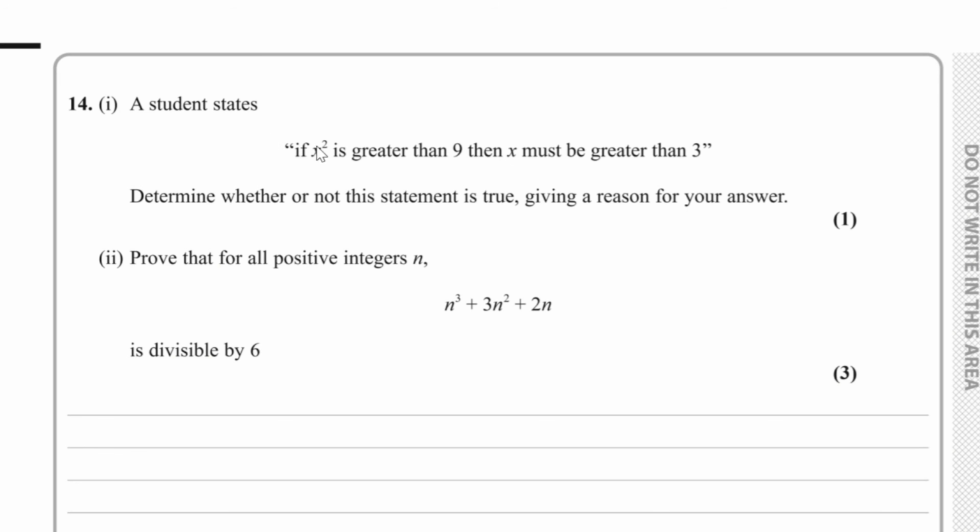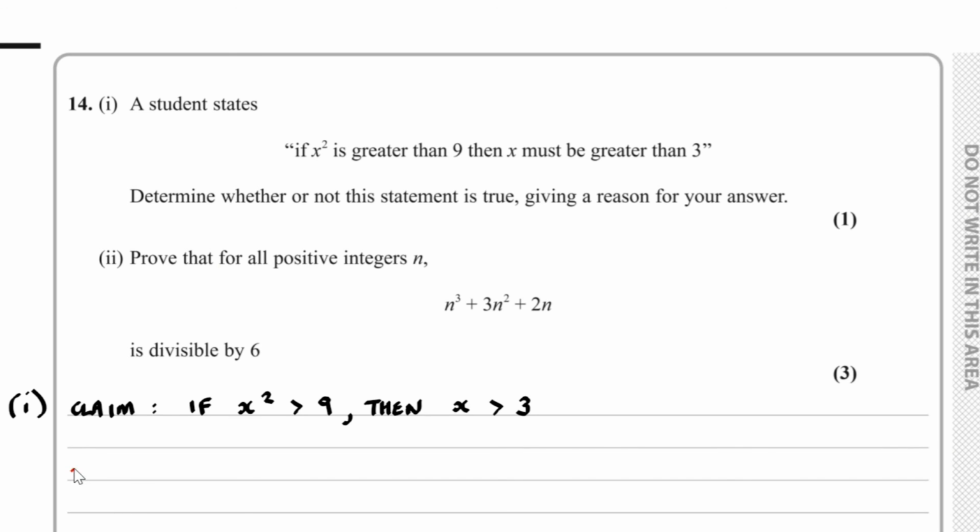Question number 14, a student states, if x squared is greater than 9, then x must be greater than 3. You have to determine whether or not this statement is true, giving a reason for your answer. Well, for the first part, the claim is, if x squared is greater than 9, then x must be greater than 3. We have to test this. Well, we can just come up with a counterexample.